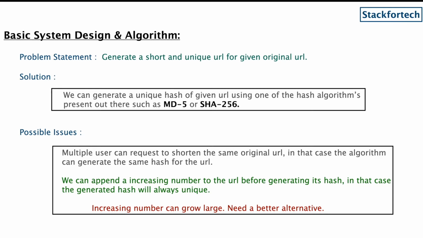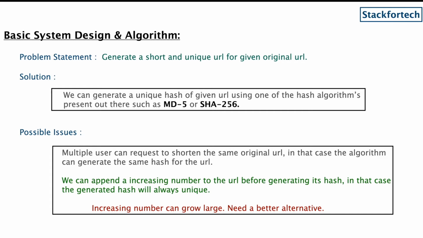Let's say two users are coming with the same URL, let's say facebook.com, and they want to generate a shorter link of those two URLs. Our hashing algorithm can generate the duplicate shorter link, right? But that should not be the case because both the requests are coming from two different users. So we have to design our application in such a way that even if the URL is the same, we have to generate a unique URL each and every time.